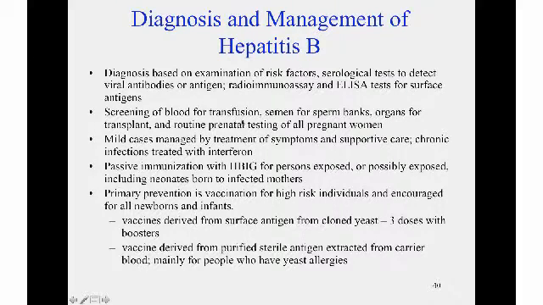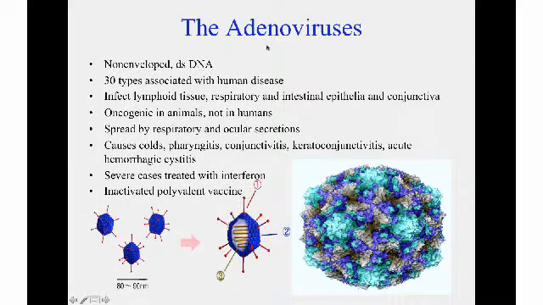And there were many cases of people being infected with some of these blood-borne diseases like HIV and hepatitis before we were aware of how they were spread. Mild cases of this can be managed by treating the symptoms and supportive care. Also, people can be treated with interferon, and again, there is a vaccine that's derived from a surface antigen from yeast, so this requires boosters, and then one that is derived from a purified antigen for people who have allergies to yeast. On to the adenoviruses.